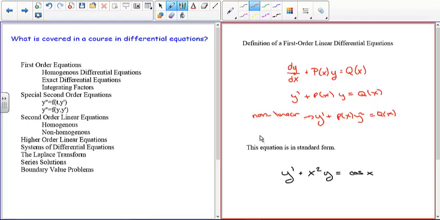So let's write second order. I kind of mentioned it, but if we had y double prime plus y prime plus p of x times y equals q of x, that's second order because of the double prime. This is nonlinear because y is squared.